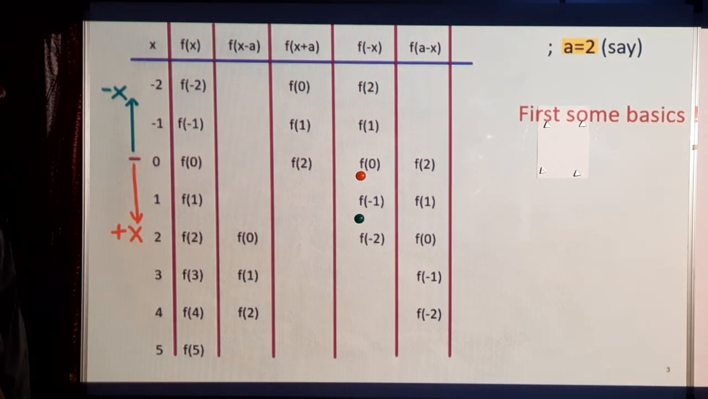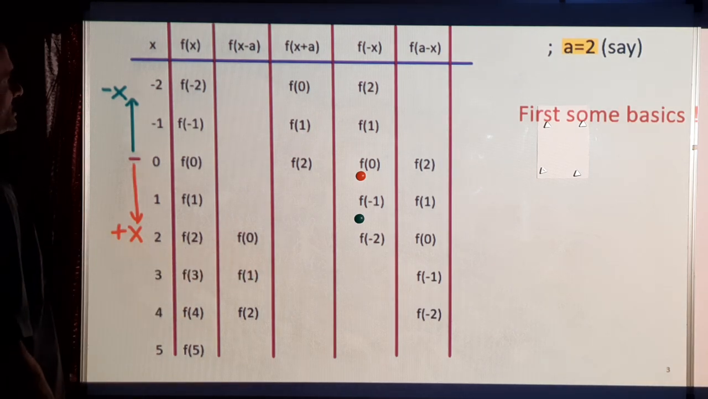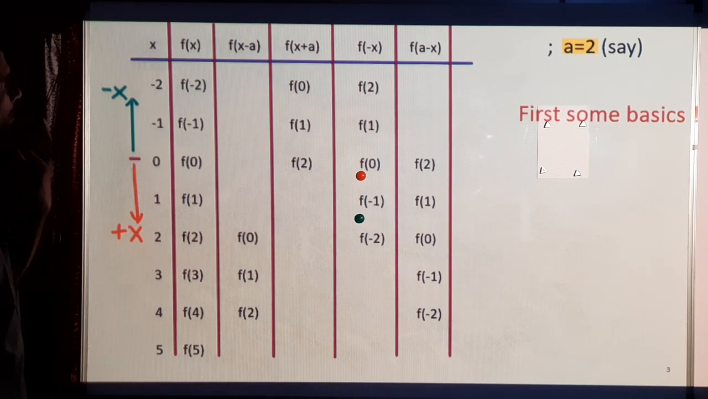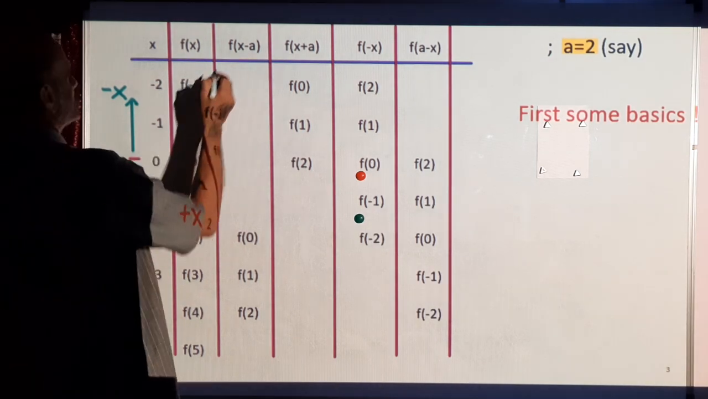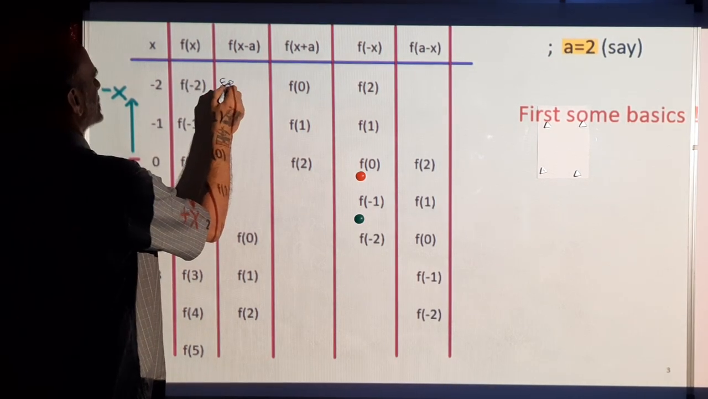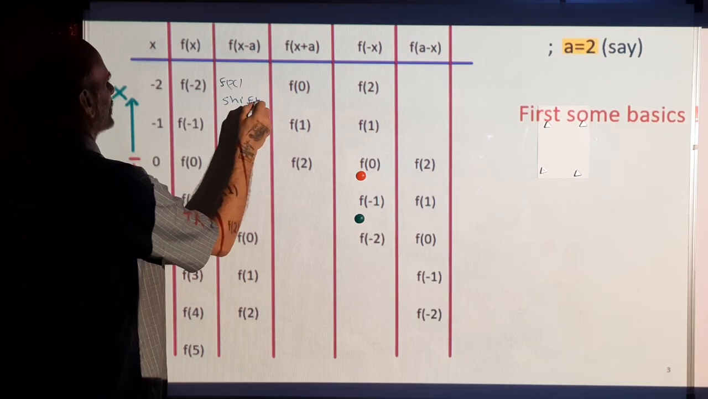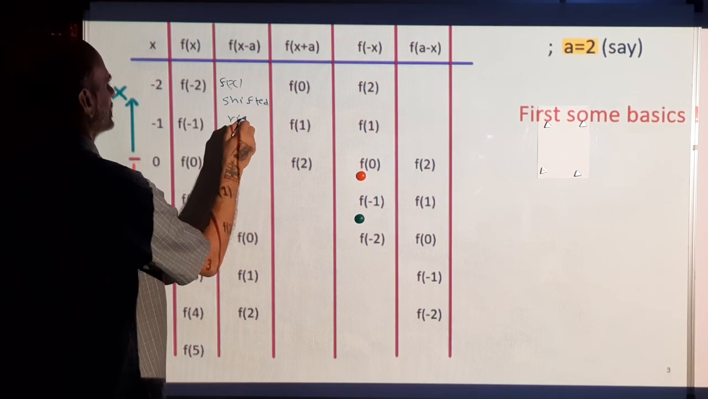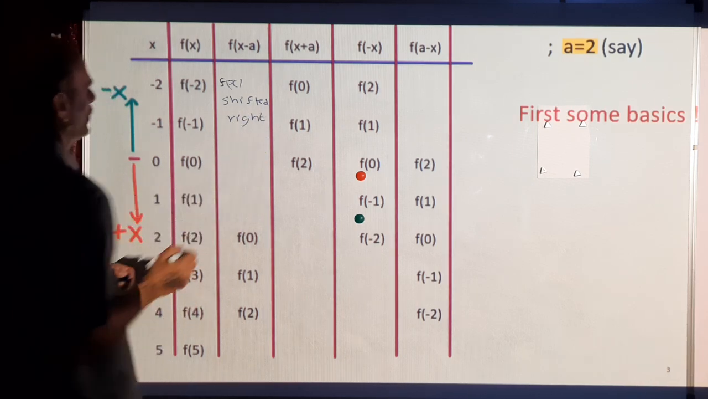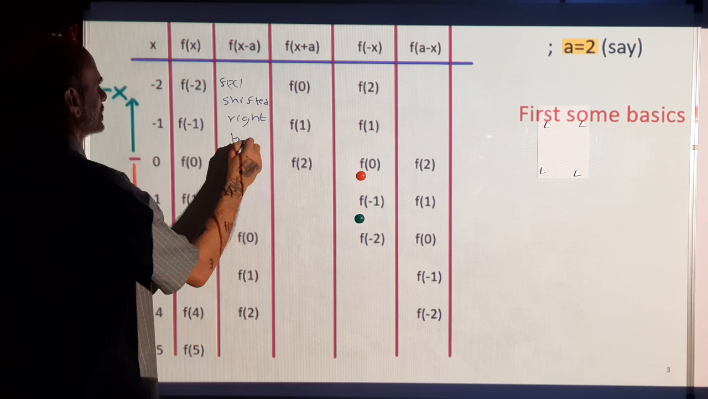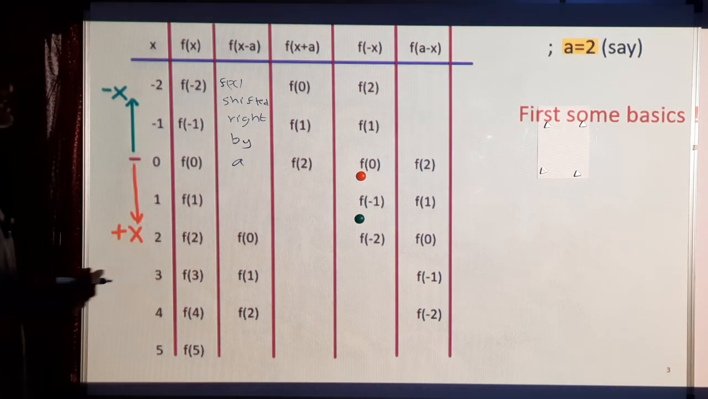So this function f of x minus a is f of x shifted towards positive x by an amount 2. So this function is f of x shifted towards the right of the x-axis by an amount a. In this case, a is 2.